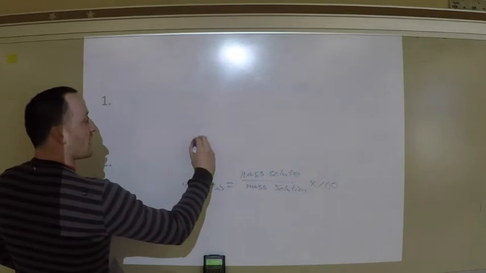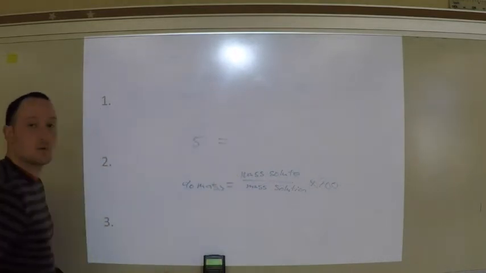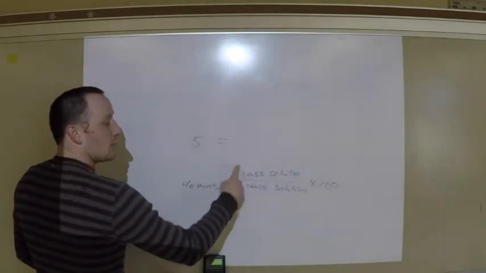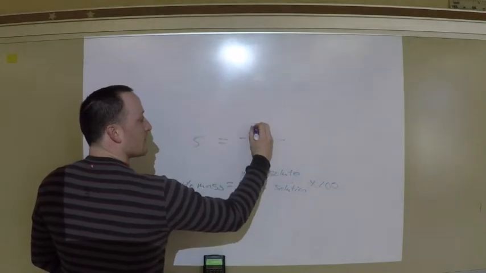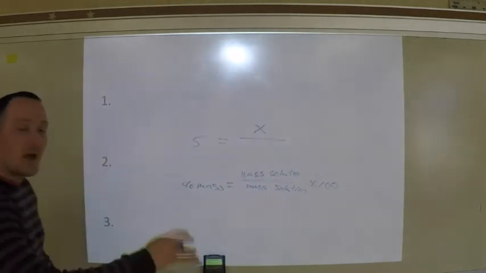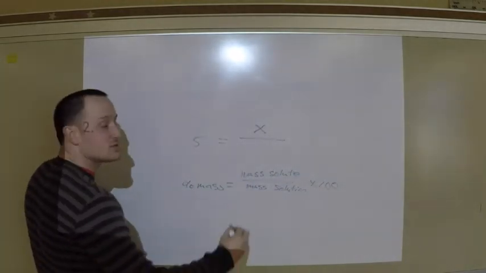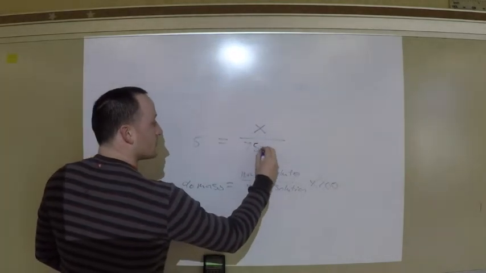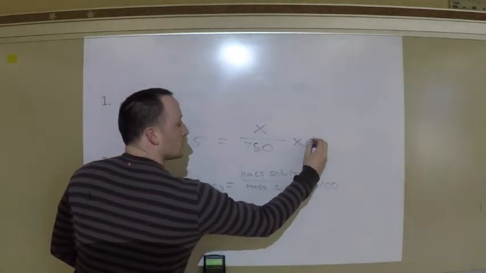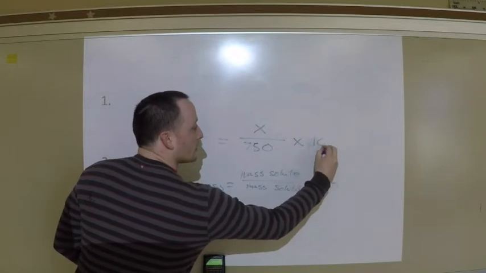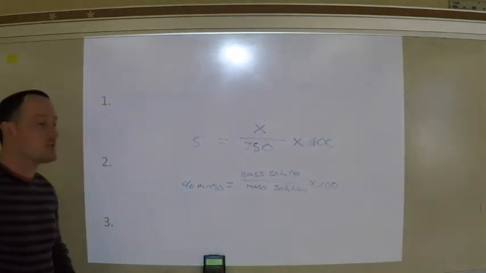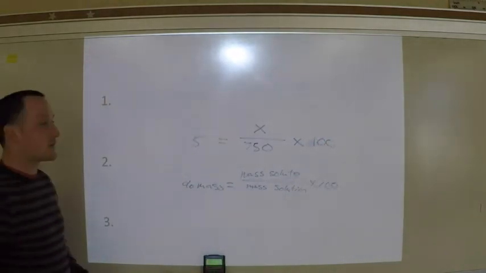So I have a 5% by mass solution. I do not know the mass of my solute, so that's going to be X. And the mass of my solution was 750 grams. Then I leave in my times 100. Now, all I do is solve this equation for X.